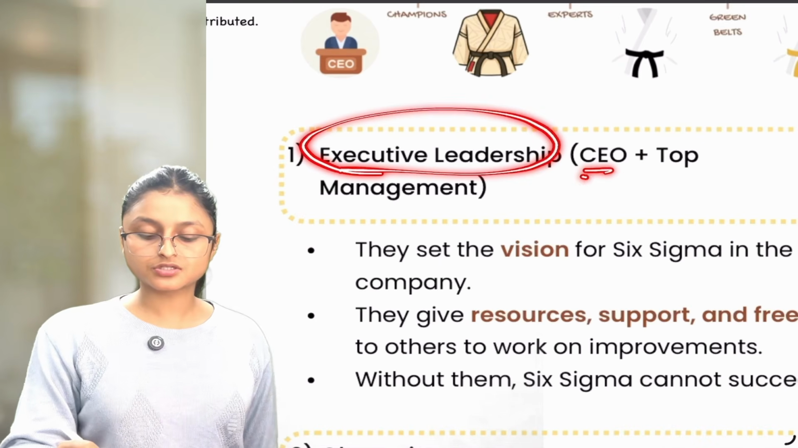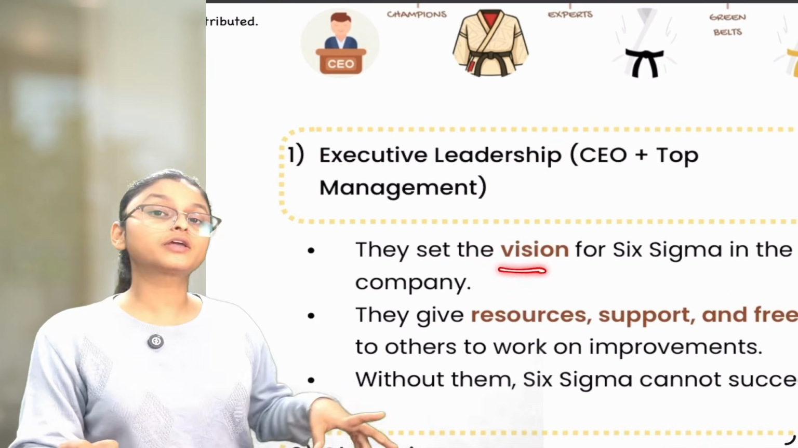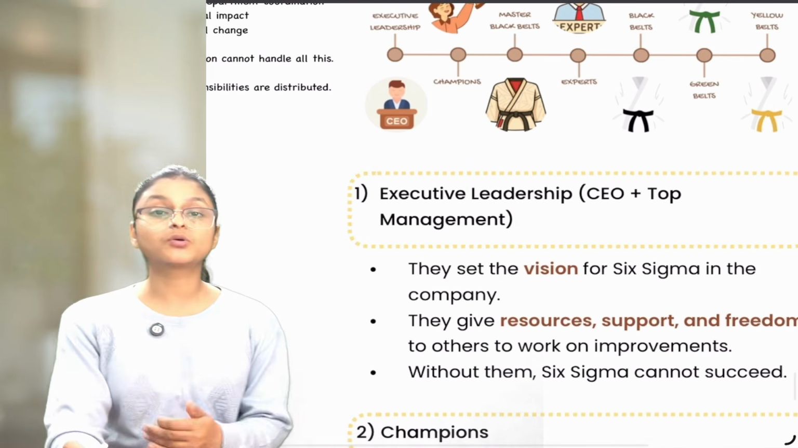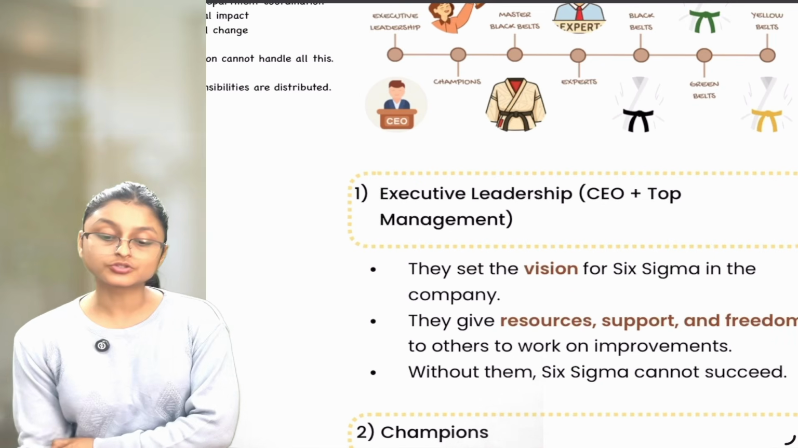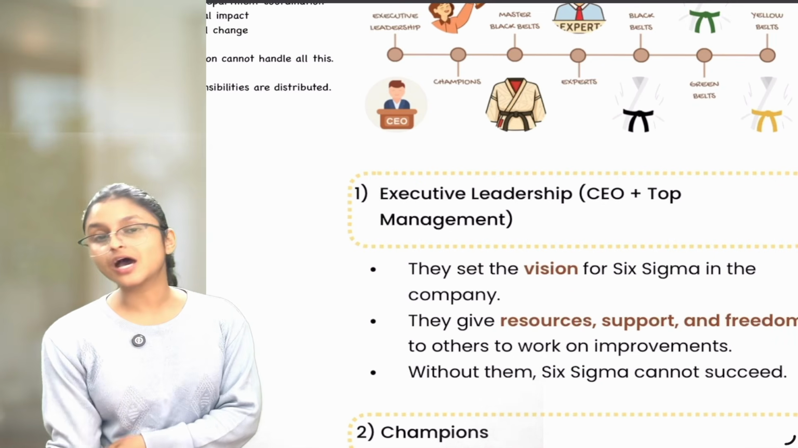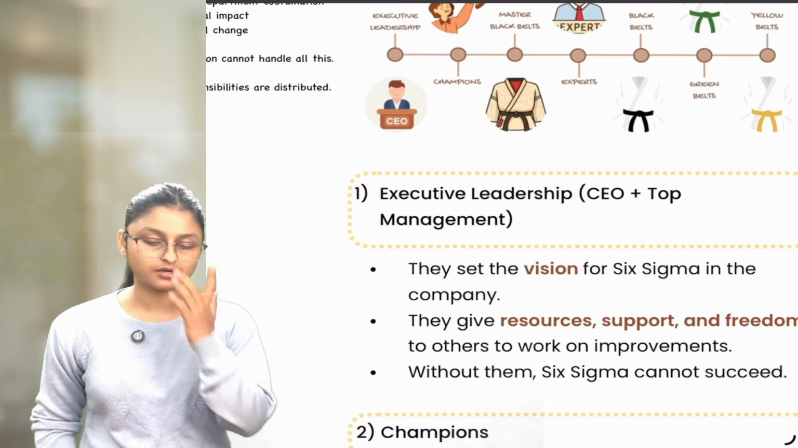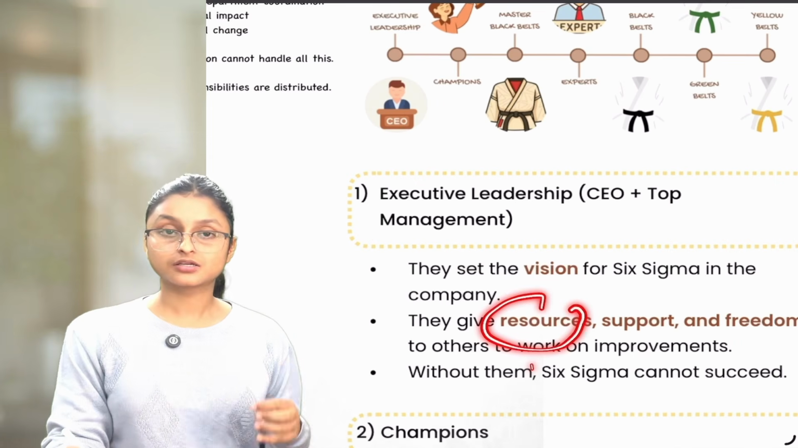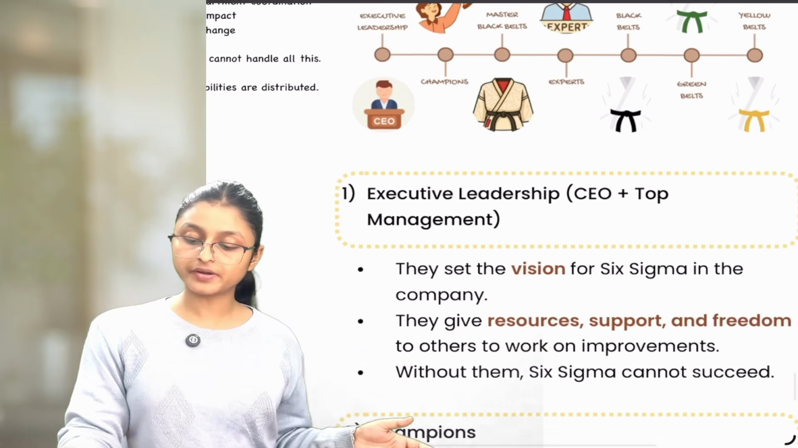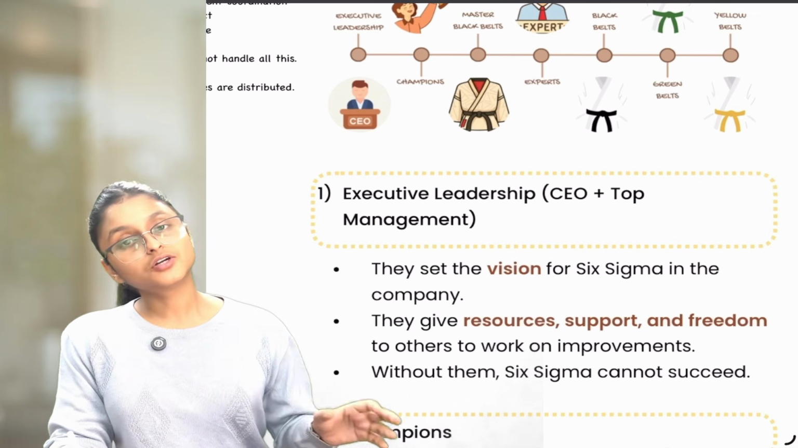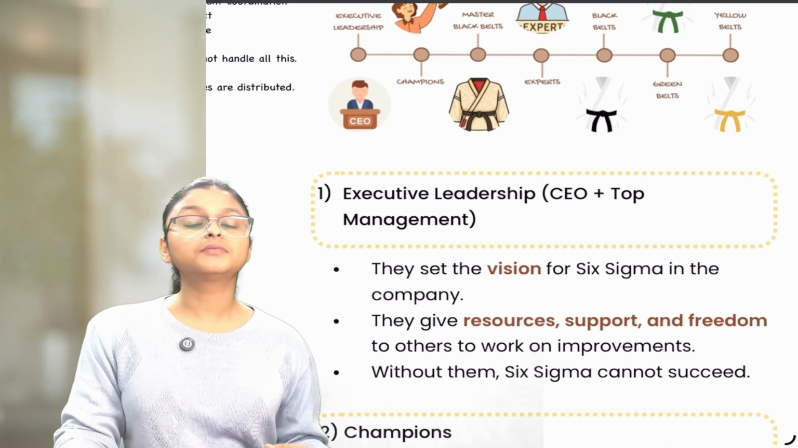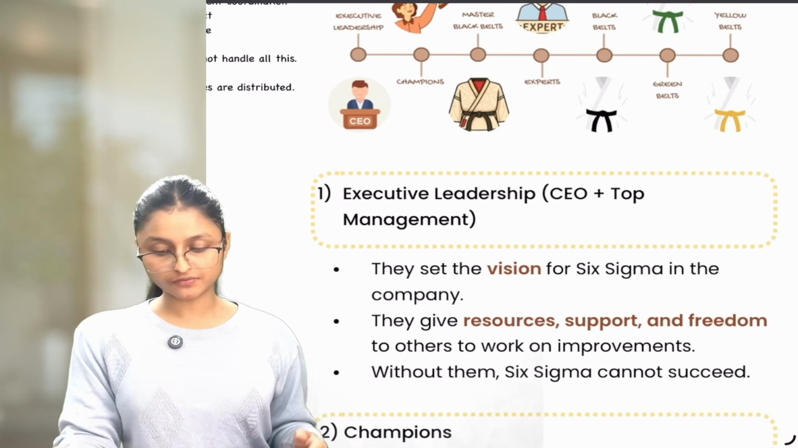Executive leadership, which is the CEO and the top management, who are going to give us the vision for Six Sigma, that is what we want to achieve with it. They give resources, support and freedom, because without that, workers will not be able to achieve Six Sigma level quality. So resources, that means money, and support should be there from the top managers, and the workers should also be given freedom. Then only they can find innovative ideas to solve the problems.